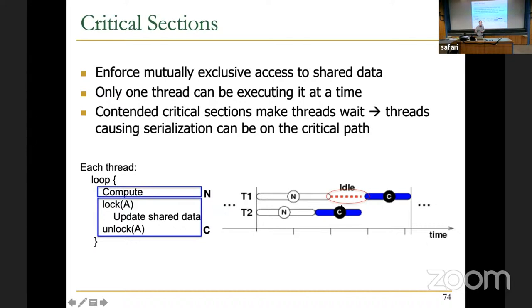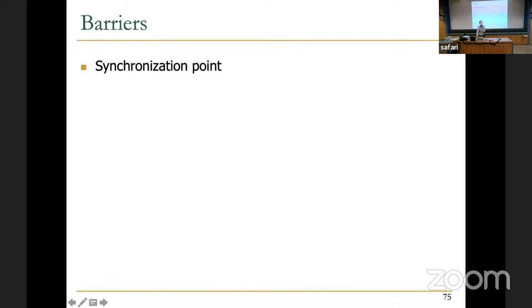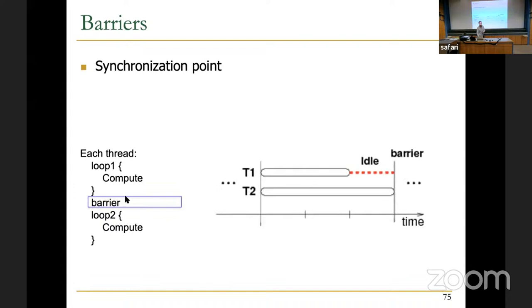Okay, so barriers are another form of synchronization. It's essentially a synchronization point across a set of threads or all of the threads in the program. So here's a very simple example, right? You have two loops in a program. Each thread executes these two loops. But before you can start executing the second loop, you have to wait for all of the other threads to finish because the second loop may require some variables that are produced by all of the threads, right? So you insert a barrier over here. And this barrier clearly delays the start of the execution of the second loop until all of the threads come and finish their first loop.